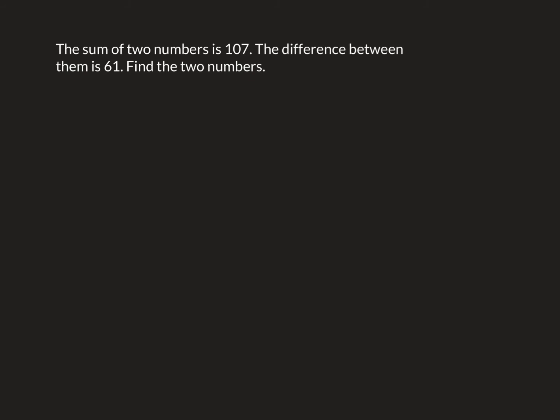So the first thing we read in this question is that the sum of two numbers is 107, and the difference between them is 61. We want to find the two numbers. So let's break it down. The first part of the question is we know that the sum of the two numbers is 107. And the second part tells us that the difference between them is 61.